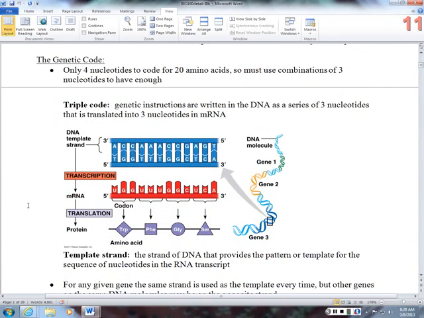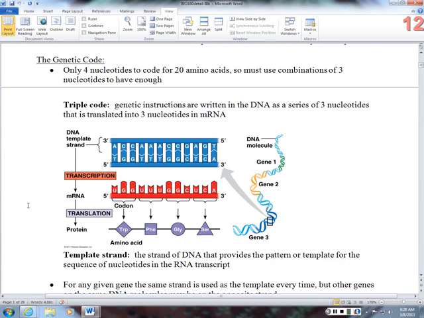So your genetic code, we only have 4 different nucleotides, and we have 20 different amino acids. So that means we can't code one base pair for one amino acid. There's not enough. We can't do a combination of 2 because that's only 4 times 4 possibilities. Still not enough. So what we have to do is combinations of 3, which is going to give you 4 times 4 times 4, 64 possible combinations. So that also means you're going to have some duplication in that code.